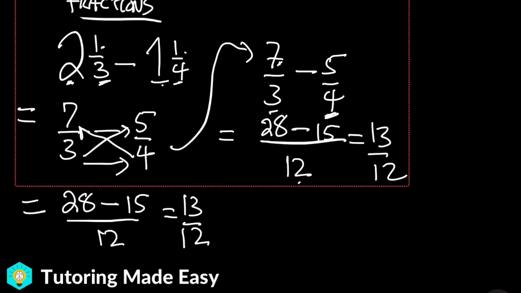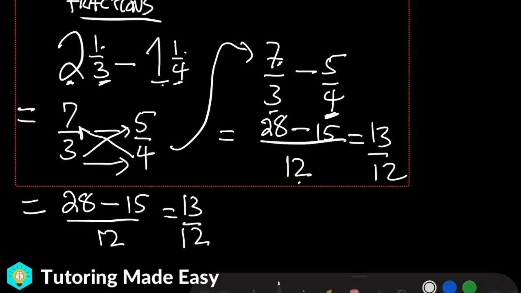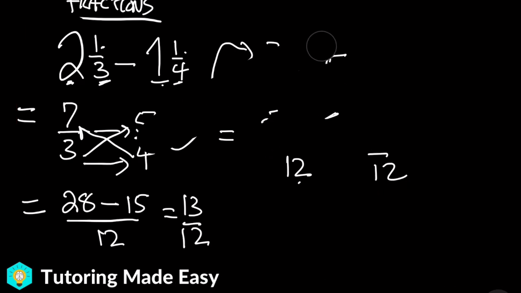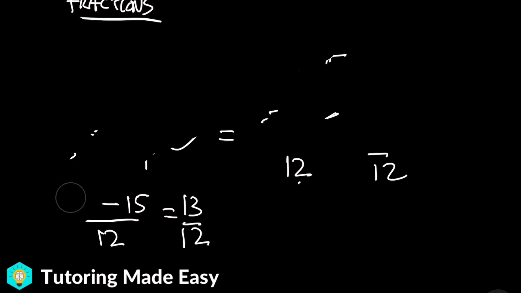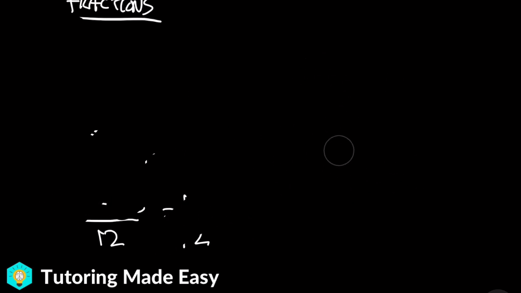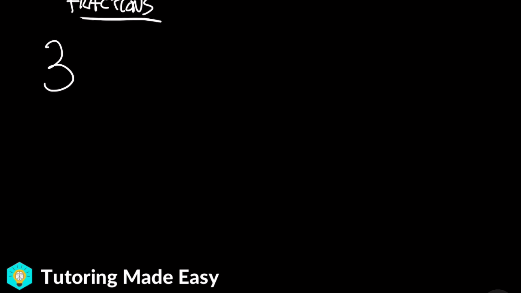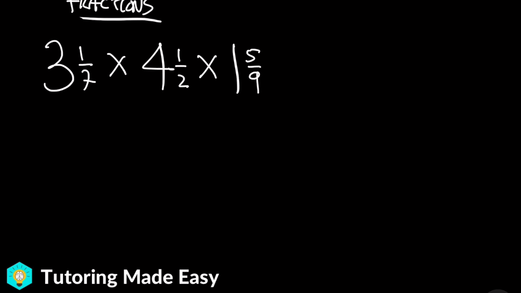Now let's take a look at multiplication. All right, look at a question on multiplication. The question says, let's say you have 3 whole number 1 over 7, multiplied by 4 whole number 1 over 2, multiplied by 1 whole number 5 over 9.